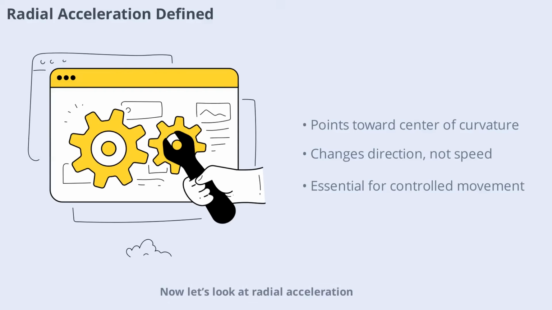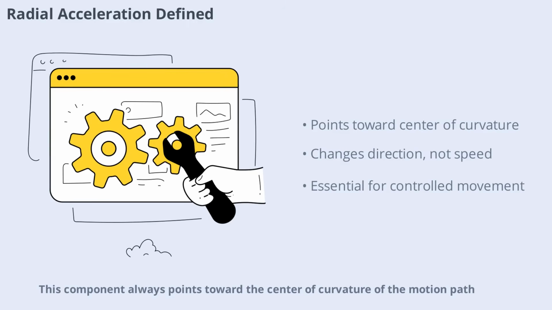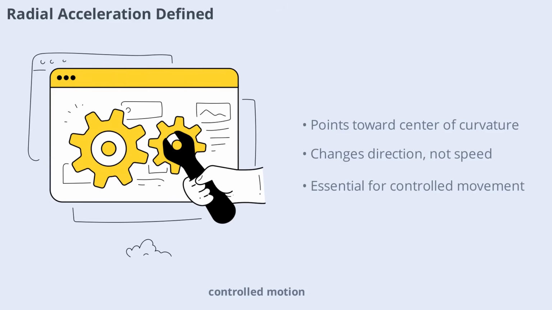Now let's look at radial acceleration. This component always points toward the center of curvature of the motion path. Radial acceleration is responsible for changing the direction of the moving point rather than its speed. Think of swinging a ball on a string. The string pulls the ball inward, creating radial acceleration. In human movement, this helps us understand how joints guide the direction of our limbs during rotation. Both tangential and radial accelerations work together to create smooth, controlled motion.